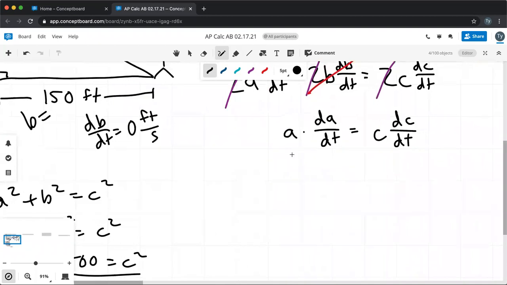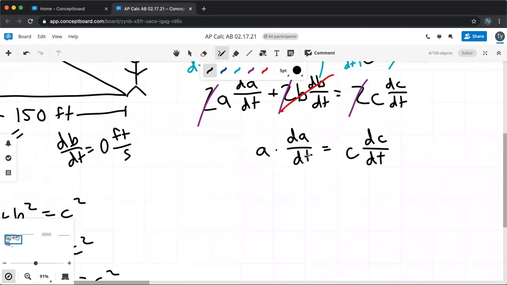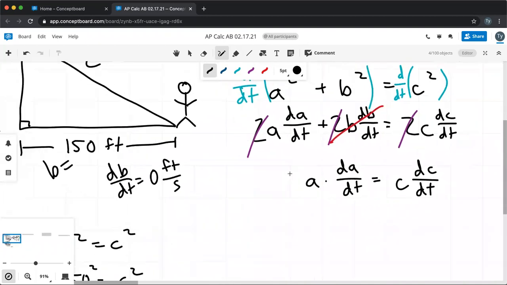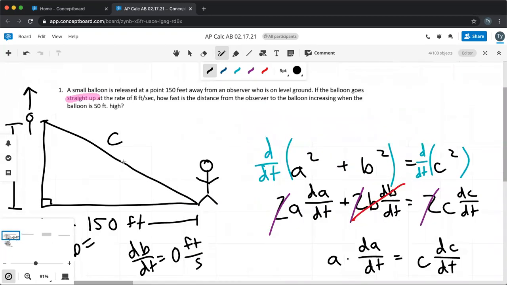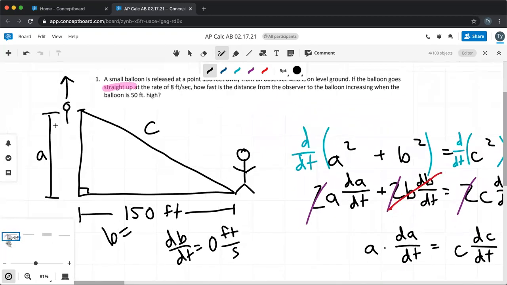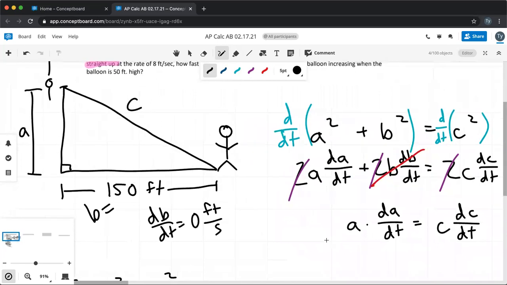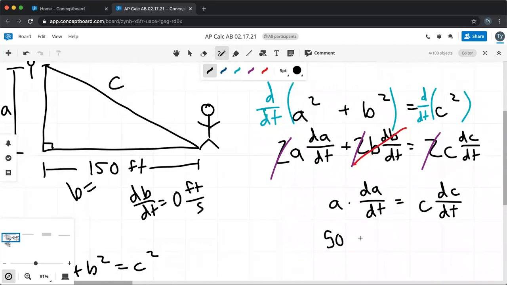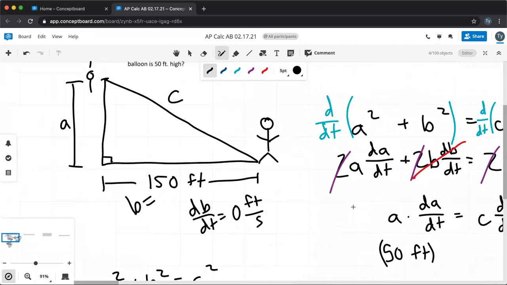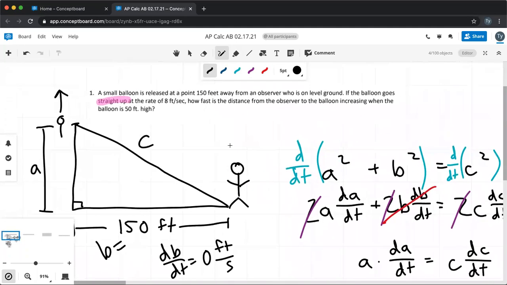All right, so back to the related rates portion of this problem. We know that we care about this when the height from the ground to the balloon is 50 feet. So A is 50 feet. dA/dt is the rate of change of that balloon. It is increasing at a rate of 8 feet per second.